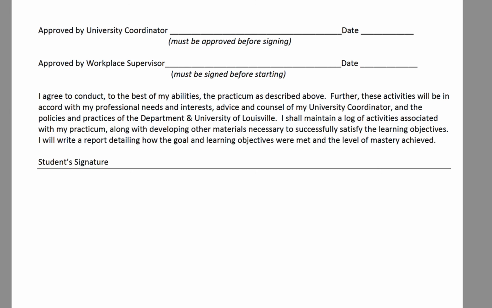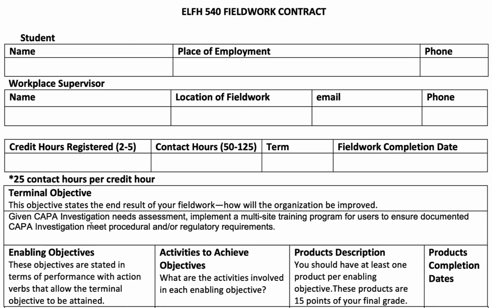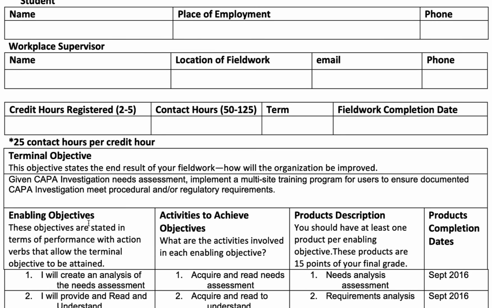So to review, of course, you need to fill in the top of the form with that pertinent information. You need to be able to write a terminal objective, including the 3 main components, and then write enabling objectives with an action verb, the activities to reach those objectives, and then the products that you're going to produce, at least one product per enabling objective. So that's all for now.